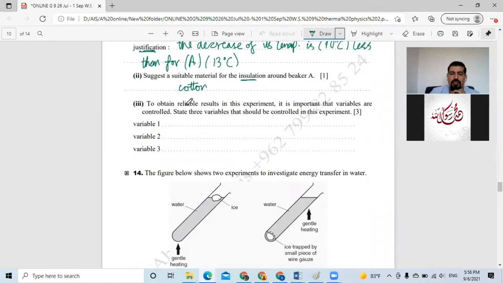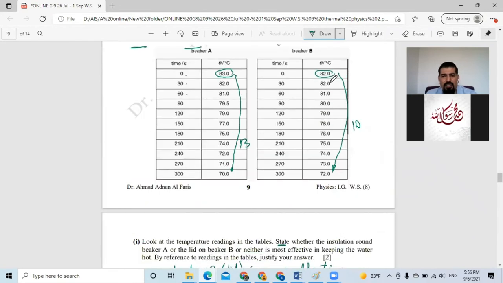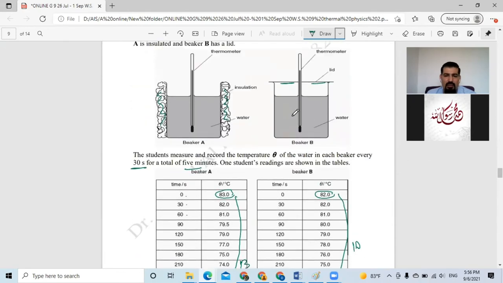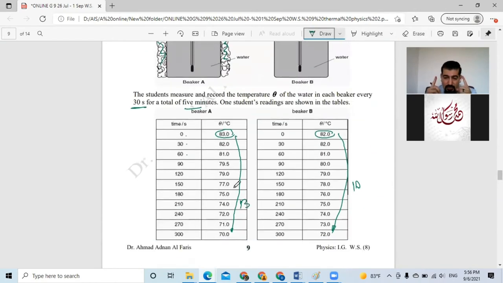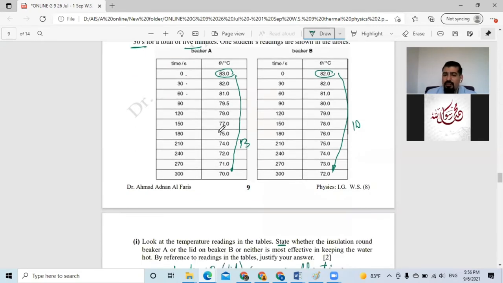Thank you Hannah. Okay. To obtain reliable results in this experiment, it is important that variables are controlled. State three variables that should be controlled in this experiment. First, we said the initial temperature should be the same, right? Second, I don't know the volume of water here and the volume of water here, so we have to make the same volume of water to make the same condition. Number three, the time: it is impossible for me as one student to keep measuring the time interval from here and from here accurately. No way, unless there are several students who take the measurements at the same time. So we have several things that we can control.